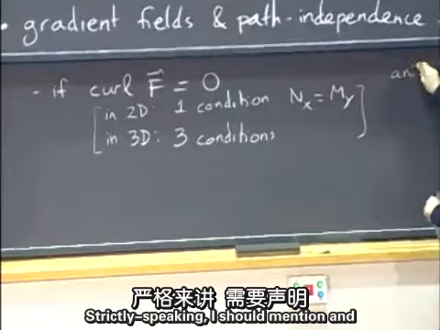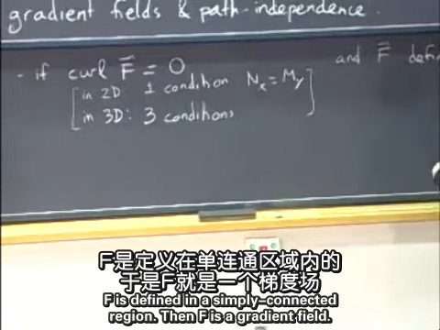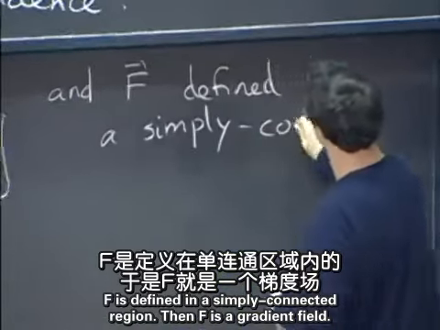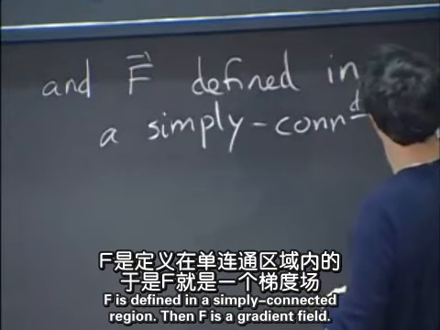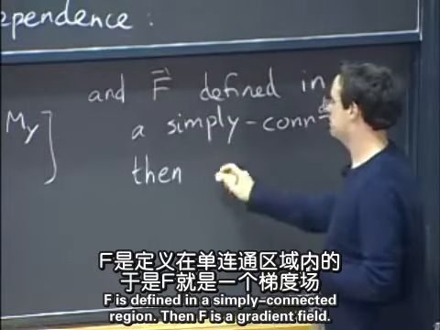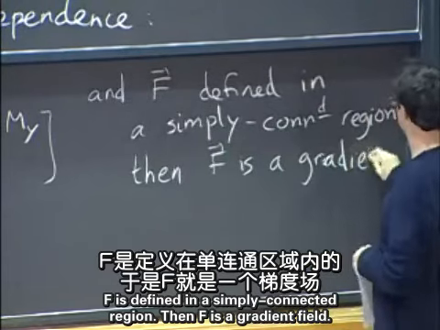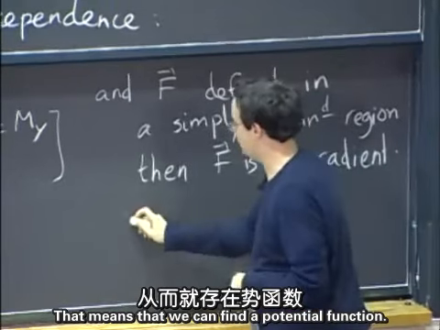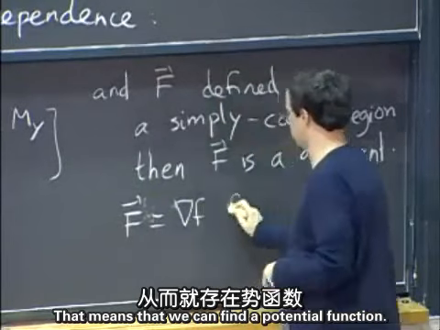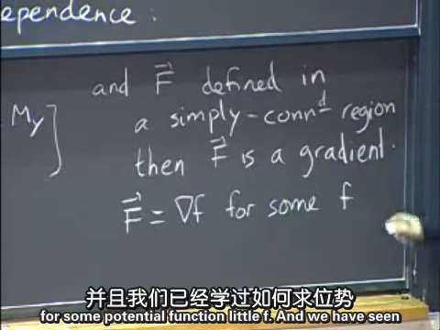Strictly speaking, I should mention, and F is defined in a simply connected region, then F is a gradient field. So that means that we can find a potential function. You can write F as the gradient of little f for some potential function little f.